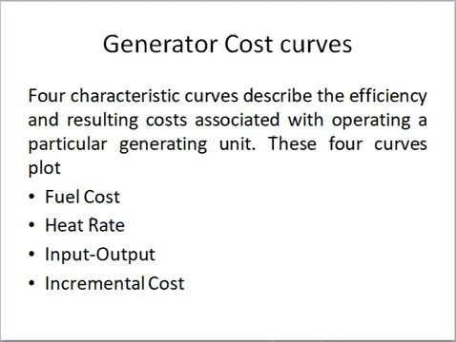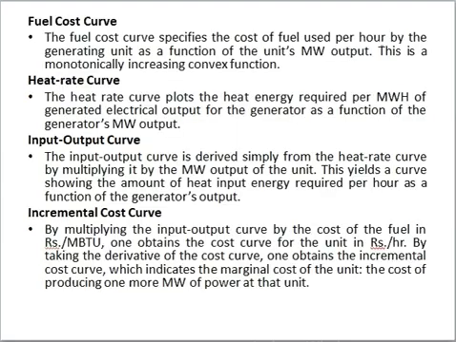Actually, we have four cost curves on generators: the fuel cost curve, the heat rate curve, the input output curve, and the incremental cost curve. These are the four cost curves of the generators. What does the fuel cost curve mean? It is the cost of fuel used per hour, that is, how much fuel cost per hour. That is the fuel cost curve.